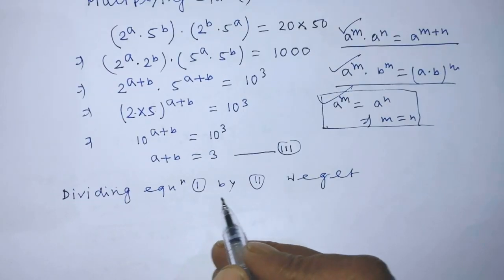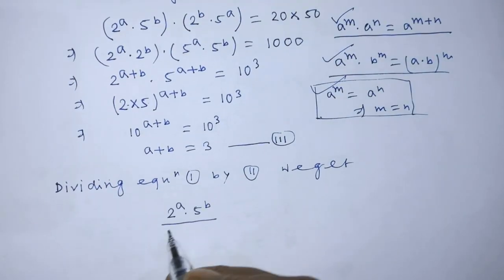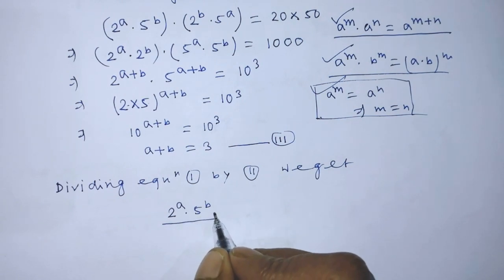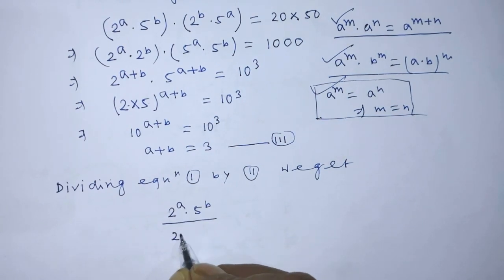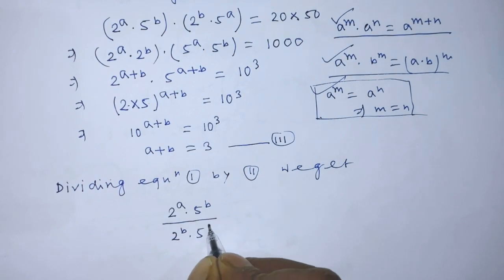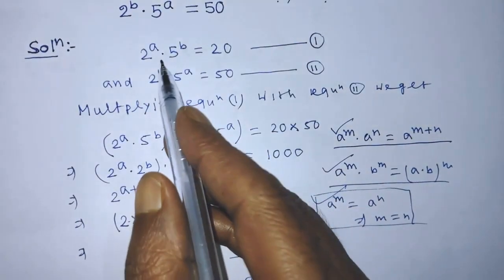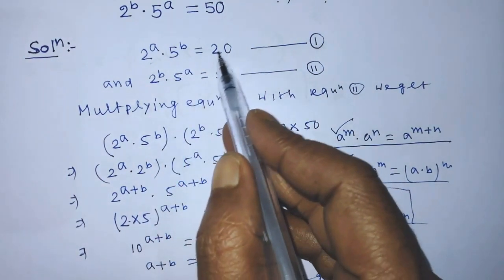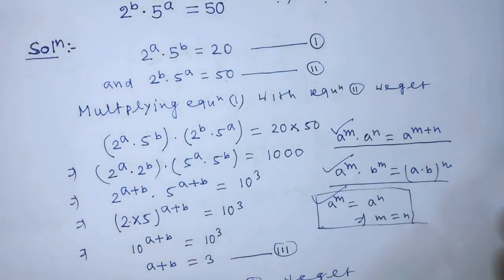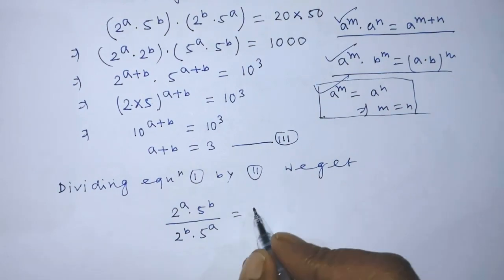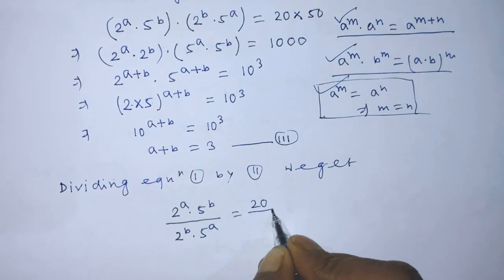Dividing equation 1 by 2 we get 2^a times 5^b over 2^b times 5^a is equal to, left hand side by left hand side is equal to right hand side by right hand side. So we have to write in here 20 over 50.